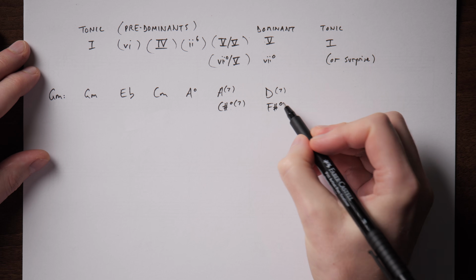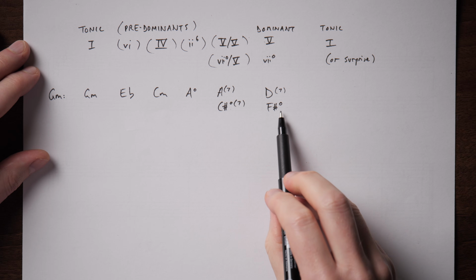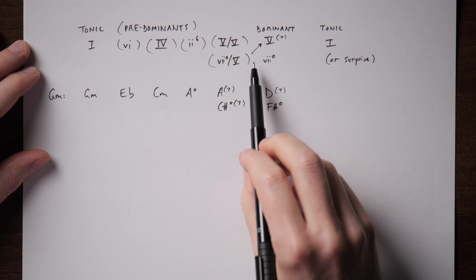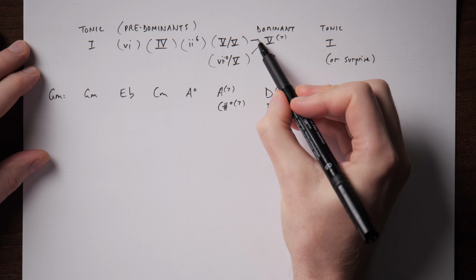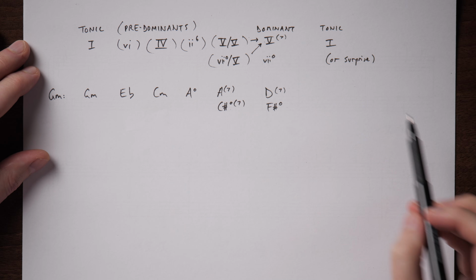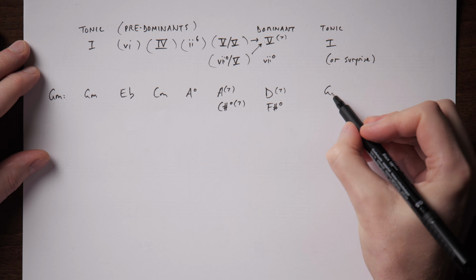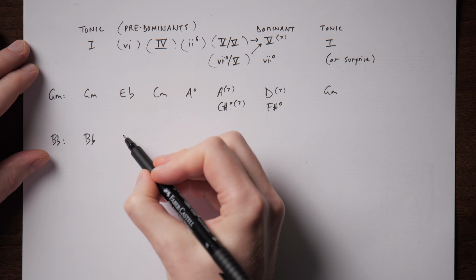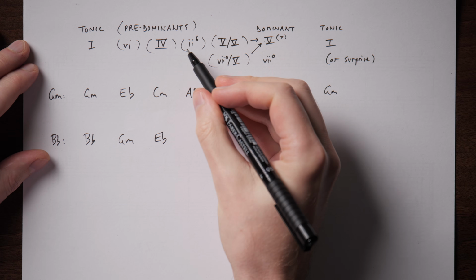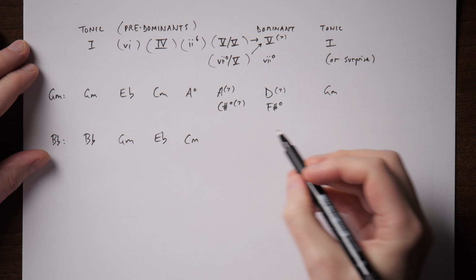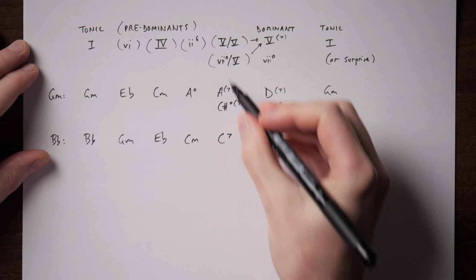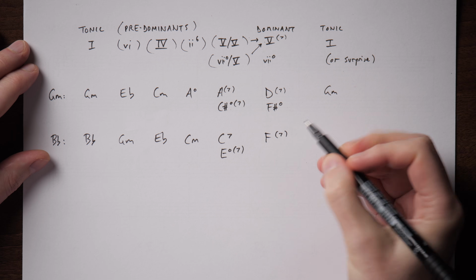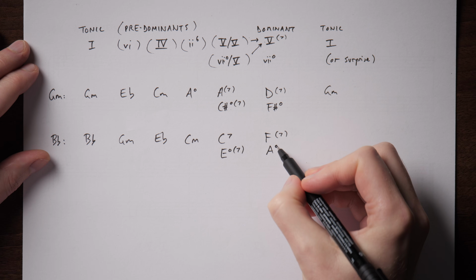Then the dominant is D, and that's often 7th as well. And if we use the leading note chord, it's F sharp diminished. This means diminished. The applied chord would go before the dominant chord rather than before 7 normally. And then back to G minor, or a surprise. And if we're in B flat major, then the tonic is B flat, chord 6 is G minor, chord 4 is E flat, chord 2 is C minor, 5 of 5 is C7, leading note of 5 is E diminished, maybe 7th, chord 5 is F, maybe 7, and the leading note chord is A diminished.